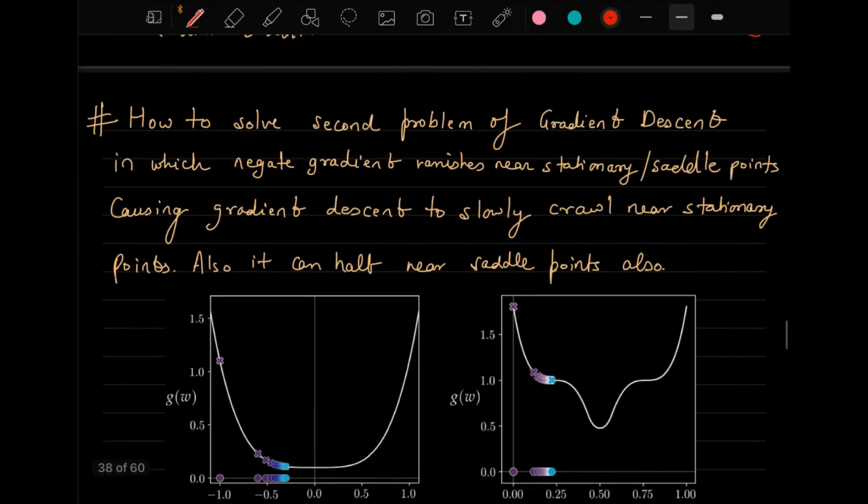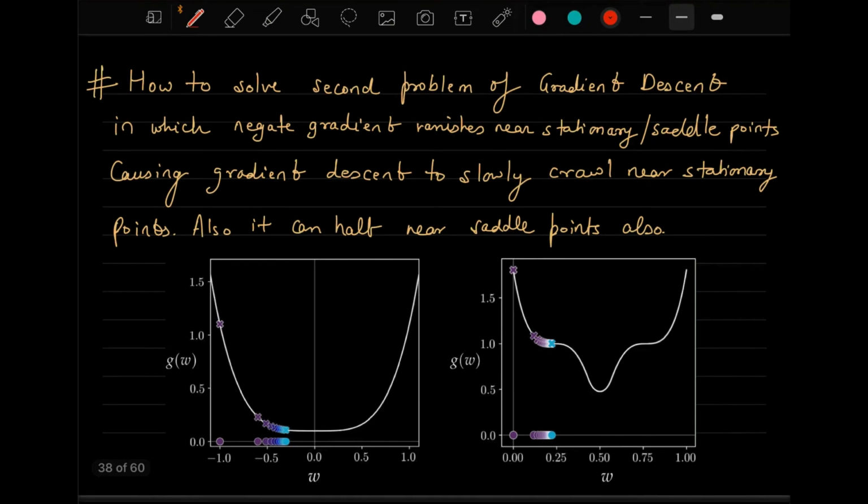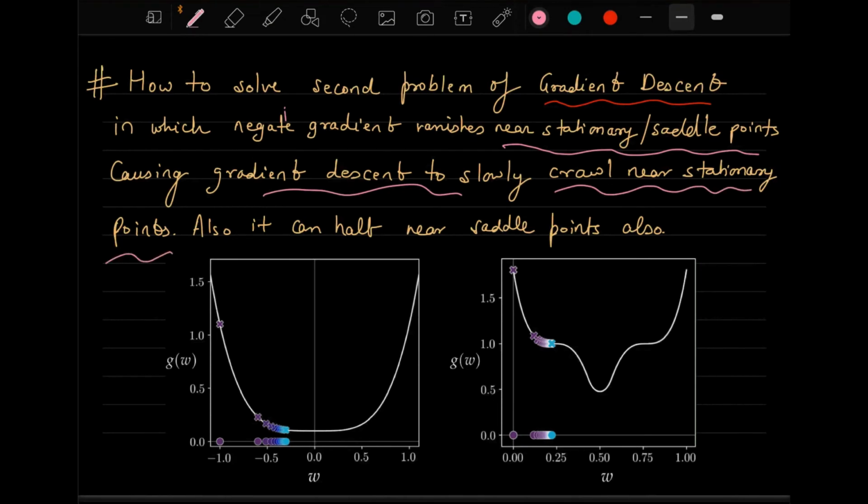Okay, so the second problem that we have is how to solve the second problem of gradient descent. What is the second problem of gradient descent? That is the negative gradient descent. The negative gradient descent vanishes near the stationary or the saddle points, causing gradient descent to slowly crawl near the stationary points. You can see from this figure also, I think I had discussed this figure earlier, that here we have a long valley which is completely flat, and you can see how the gradient descent is slowly crawling here. It is not moving to this optimal point fast, but it is slowly crawling.